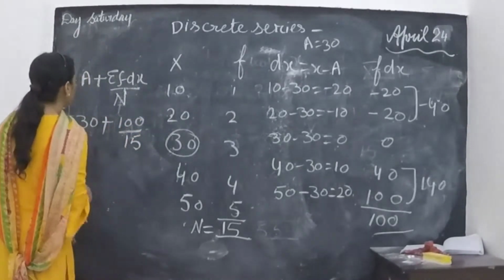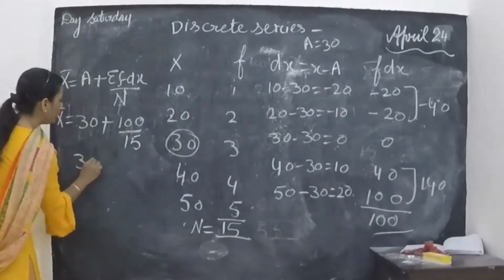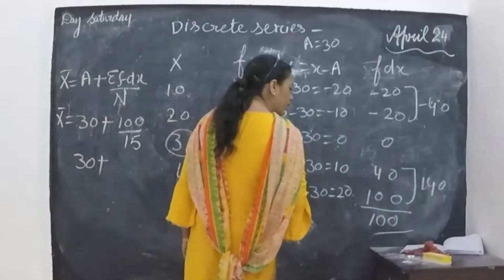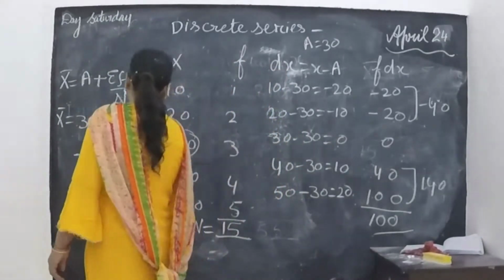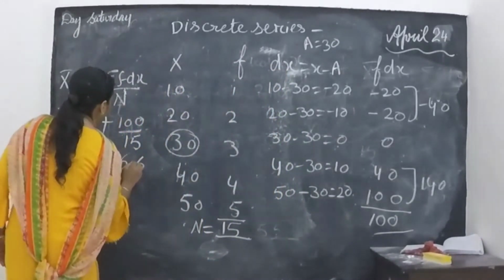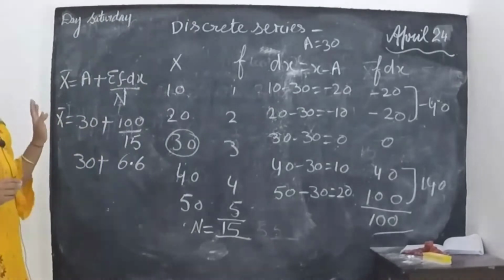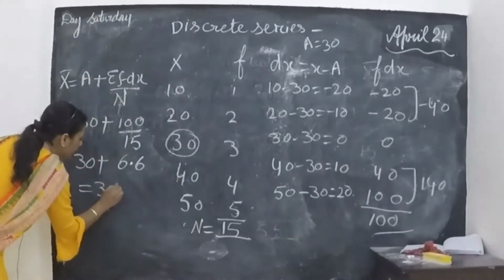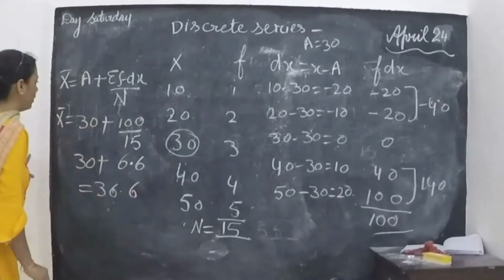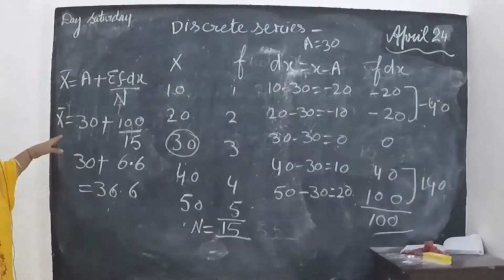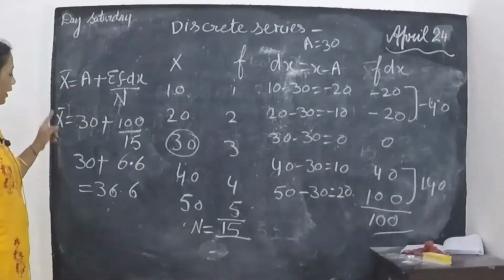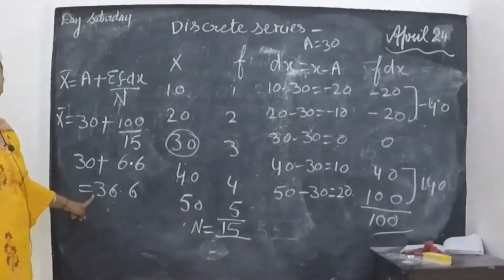So what will you do? You will divide 100 by 15 and you will get 6.6. When you divide 100 by 15, you will get the value 6.6. Now add up this value. This will become 36.6. Now point out the value we have calculated with the help of direct method is same as that of shortcut method.